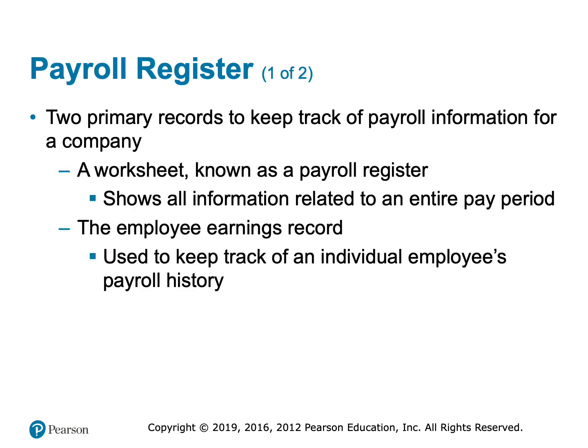So we have two different things that we need to keep track of, two primary records that we need to keep track of payroll information on. One is a worksheet that we can call a payroll register. It's going to show all of the payroll information for all of our employees for an entire pay period. So if we pay every 2 weeks, we'll have a new worksheet every 2 weeks. Then we have the employee's earnings record. This is by employee to show how much money they've made, what their gross pay is, as well as what all of their withholdings are for the entire year, for their entire history.